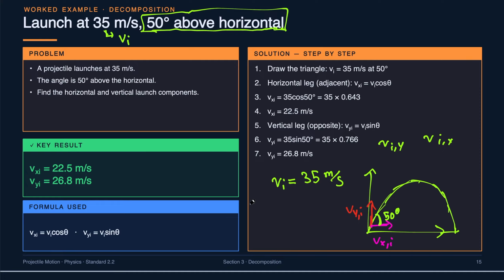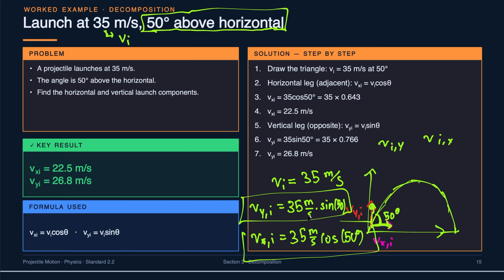Velocity y initial would be velocity initial, which is 35 meters per second, times sine of 50 degrees. Velocity x initial, same thing, but cosine of 50 degrees. Yep, and that's how you decompose them. So your velocity x would be this one, and your velocity y would be this one. Of course, you can multiply these out, but I'm just going to leave it like this for the sake of simplification and so that you can see what's happening here.